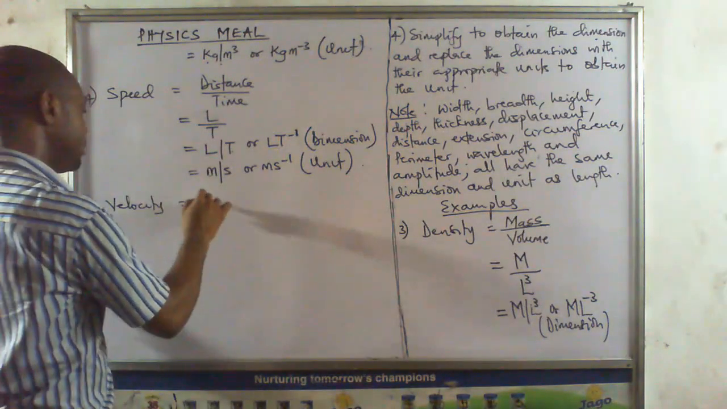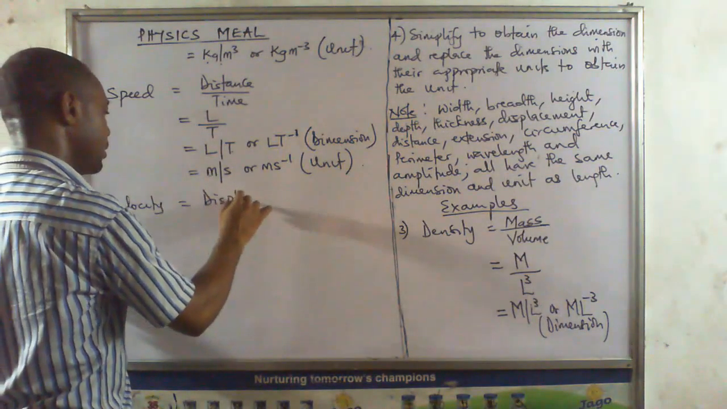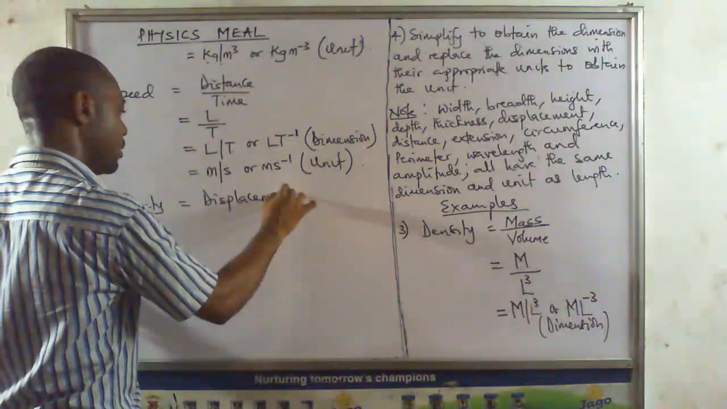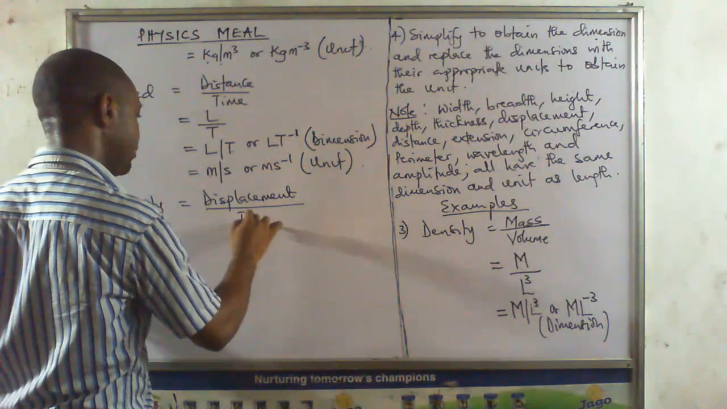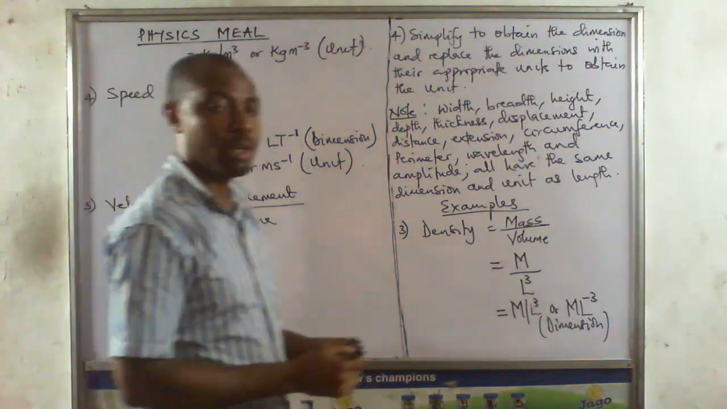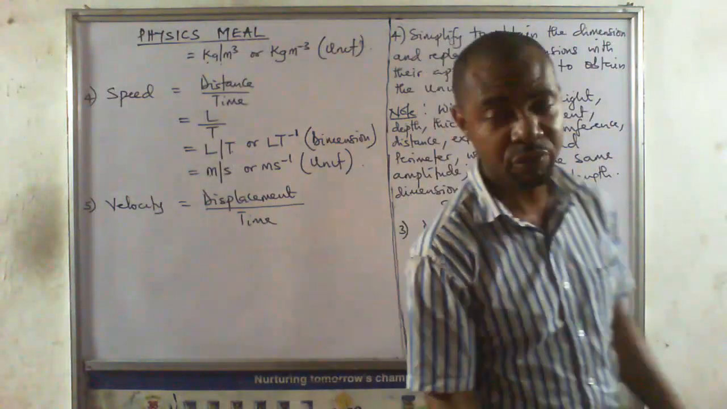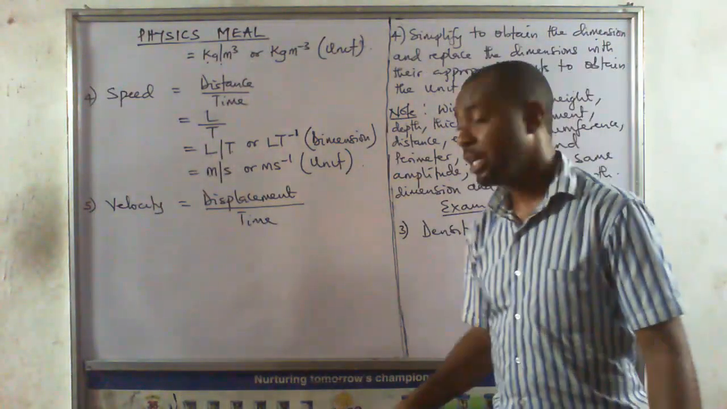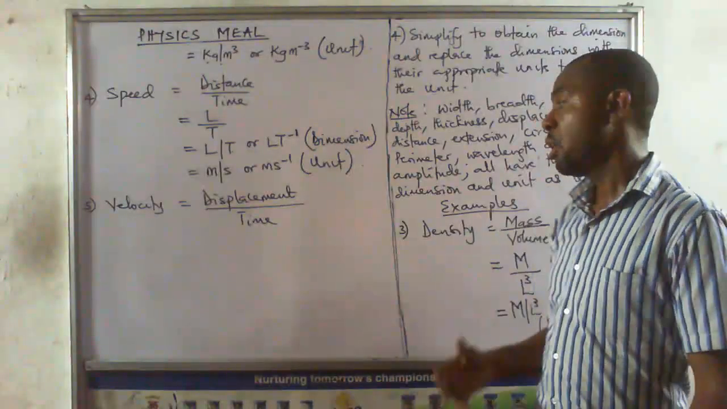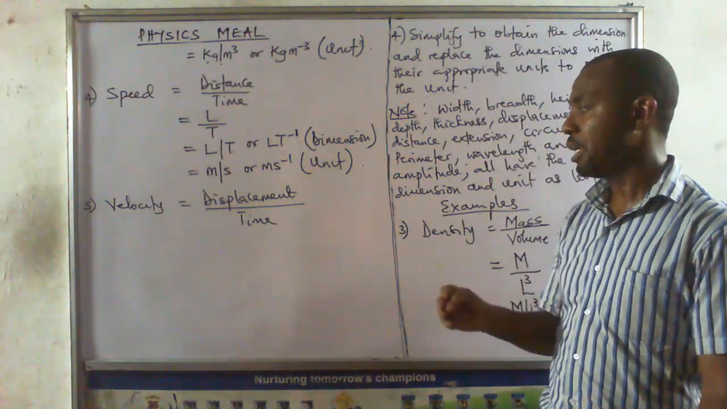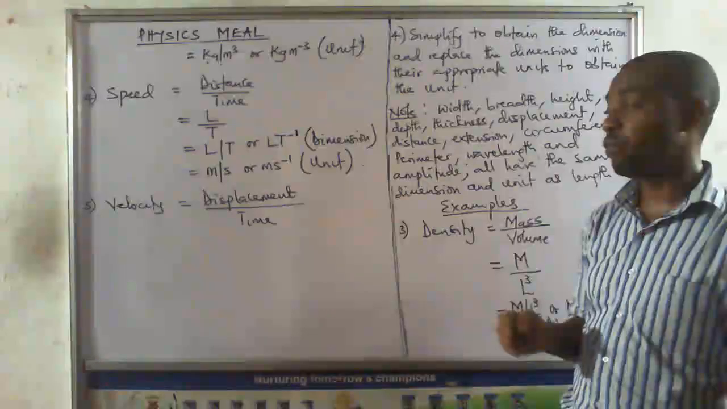Velocity is displacement over time. That's our wonderful velocity, the beautiful velocity. You must have heard about velocity in your study of physics. So what is exactly the dimension and the unit of velocity?